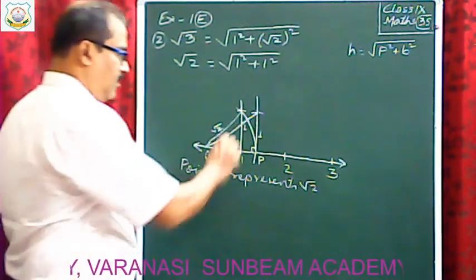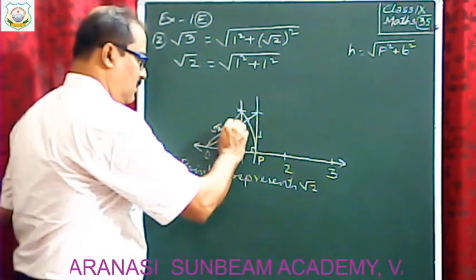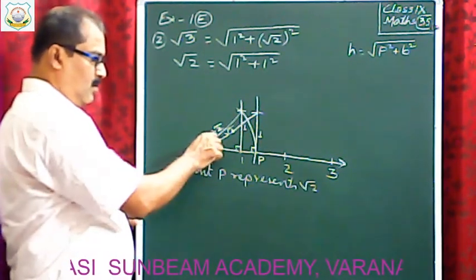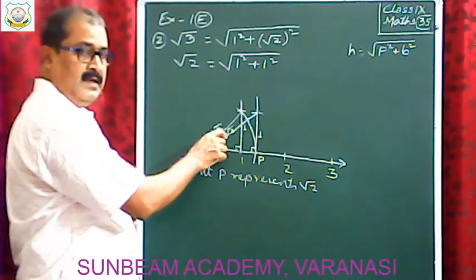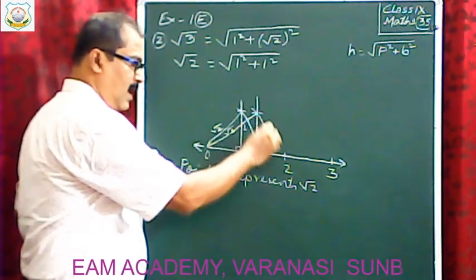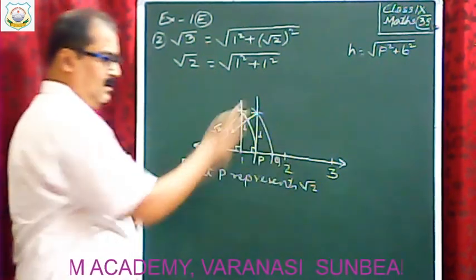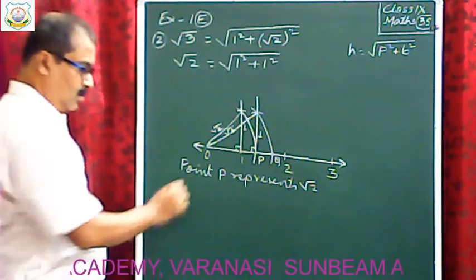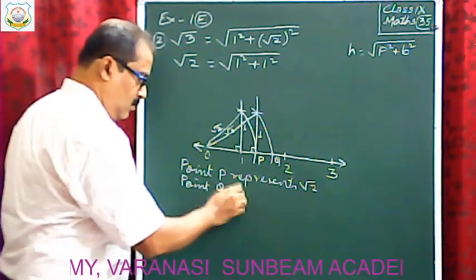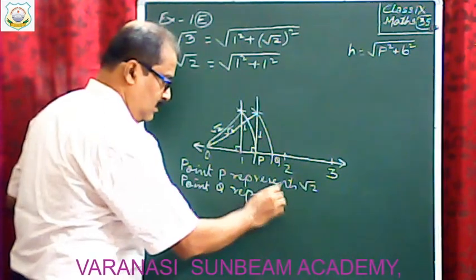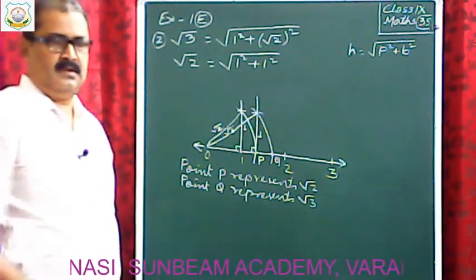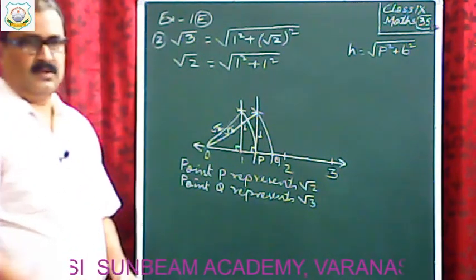The length of the hypotenuse must be square root 3 as per the theorem. Thereafter, with point 0 as center and the length of the hypotenuse as radius, we have to draw an arc intersecting the number line at Q. So that point Q represents square root 3. In this way you have to represent irrational numbers on the number line.